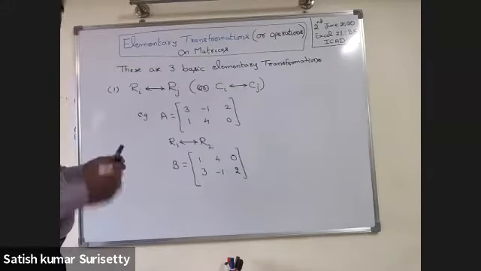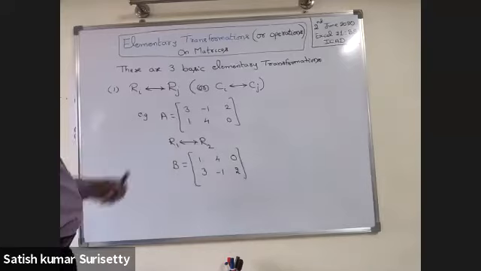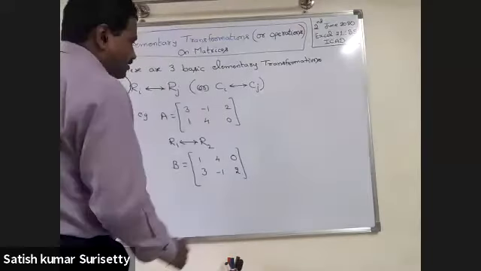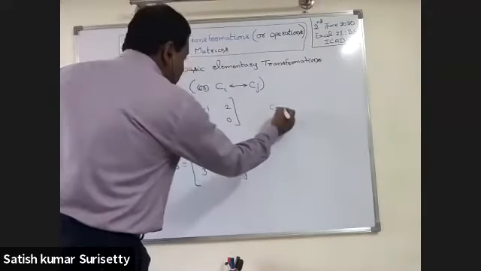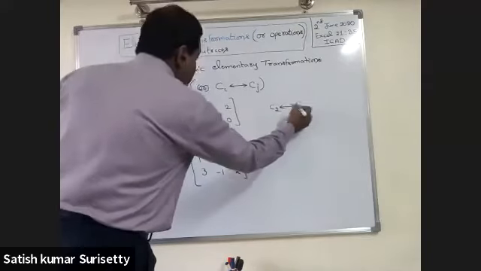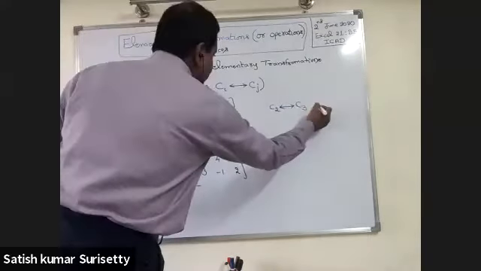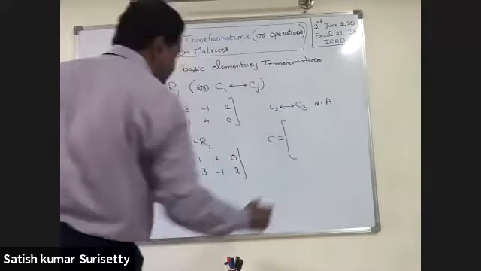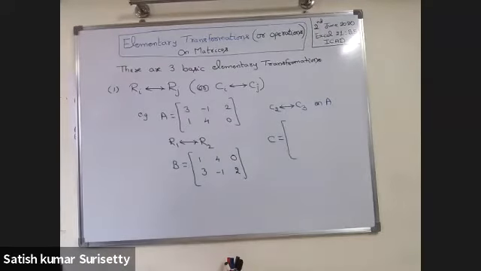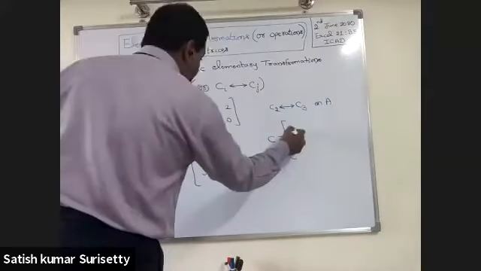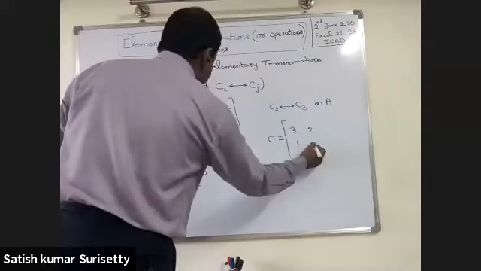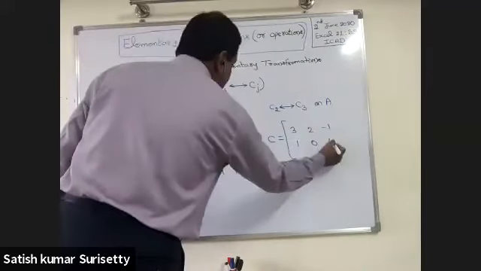Remember here, it is not necessary that the matrices must be square. They can be rectangular also. Now let us apply C2 to C3 on A and tell me the new matrix C. That is, we are interchanging C2 and C3. So the first column remains the same, 3 1. Now the second column becomes 2 0, minus 1 4.